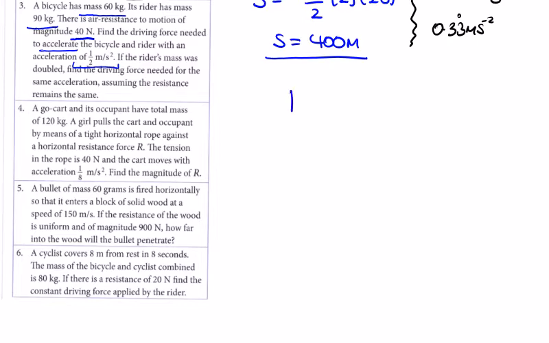So, quick diagram. We have this mass here. It's 60 and 90, so it's 150 kilos. And it has to be pulled in this direction with an acceleration of a half, and we're told resistance to motion is the 40.